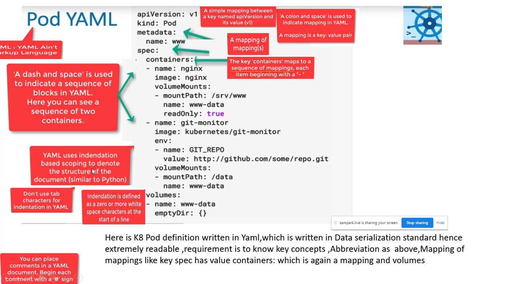So basically, YAML uses indentation-based scoping. We have to define the structure in a very peculiar fashion, very similar to Python. In Python also we need to be very careful about indentation, and the similar thing is true with YAML. Indentation is defined as zero or more white space characters. These are not very important things to understand, but just to let you know that YAML is very sensitive in terms of indentation.